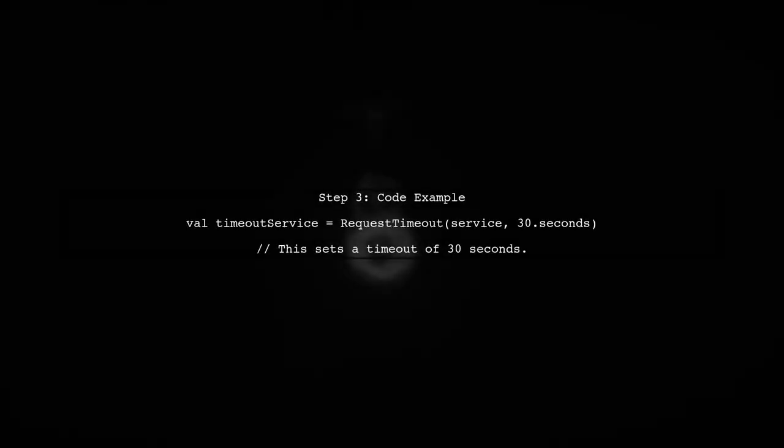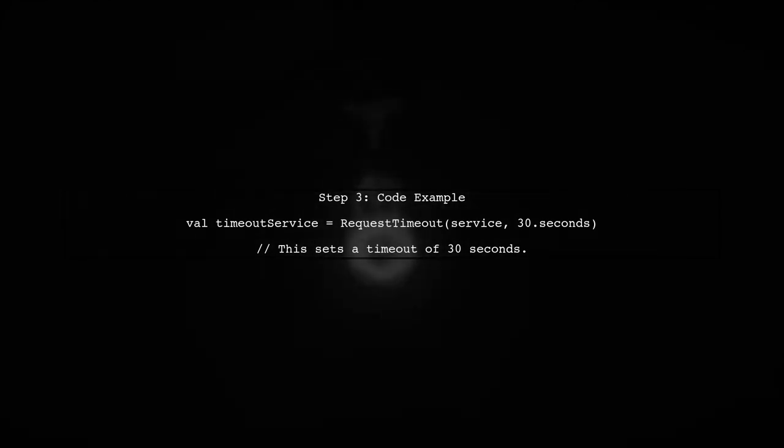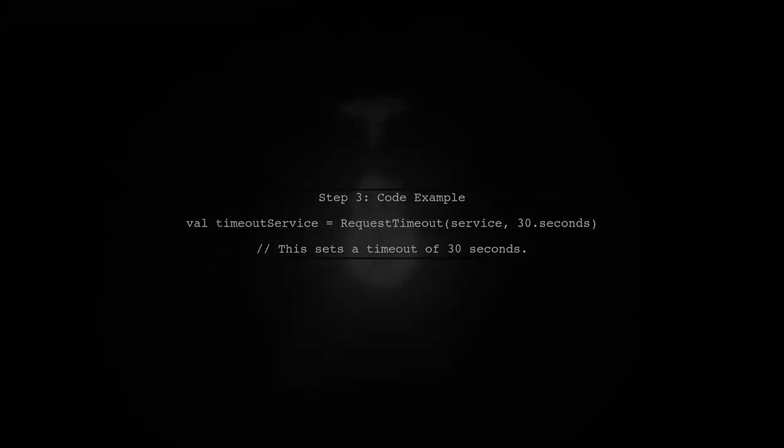Here's how you can implement it in your code. Wrap your service with the request timeout middleware and specify the desired timeout duration. Make sure to import the necessary libraries for handling timeouts. You will need to import scala.concurrent.duration._ for the duration settings.